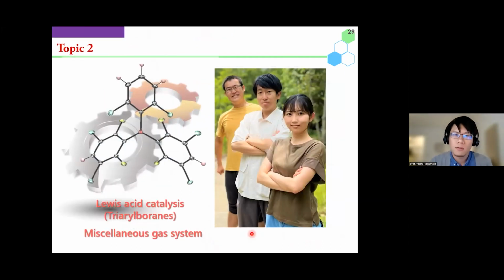Okay, so let's go on to the next topic, the Lewis acidic catalyst project. Yeah, here is very dry. Very dry, yeah, sorry.